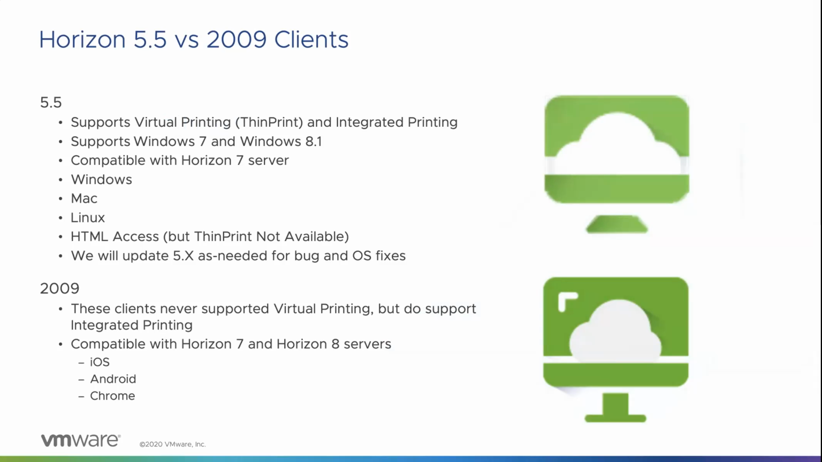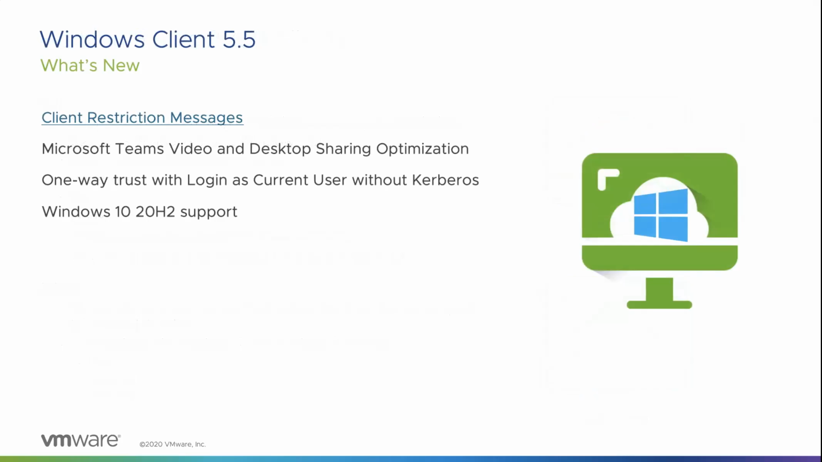5.5 really should only be used with Horizon 7 server, Horizon 7.13. I see the question on Mac users. Yeah, 2006 today. The next release of Horizon this quarter will have a new Horizon client for Horizon 8. The only reason they were released for those three operating systems, we'll talk about in a bit.